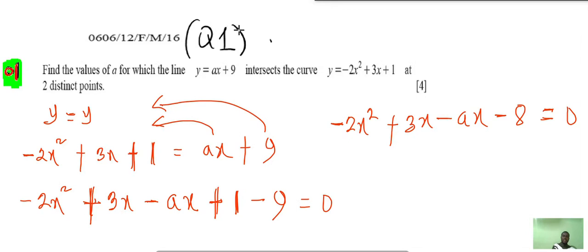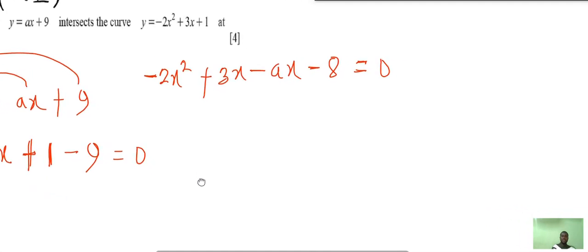So I want to ensure that it looks like the standard quadratic equation of the form ax squared plus bx plus c equals 0. Try to achieve that. Once I can achieve that, then I can now use the conditions or the formula.